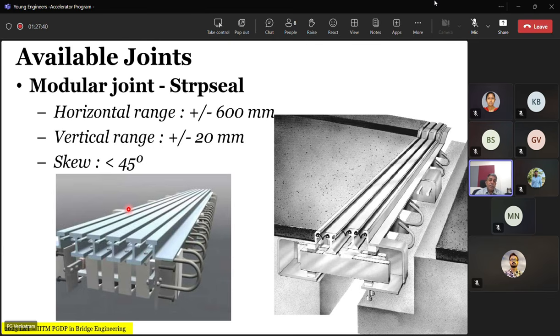So what is happening is those simple joints which we used to have are no more acceptable in the code. So we are moving to modular joints, and while we might comply with the code, we are also getting into trouble with a higher maintenance cost.